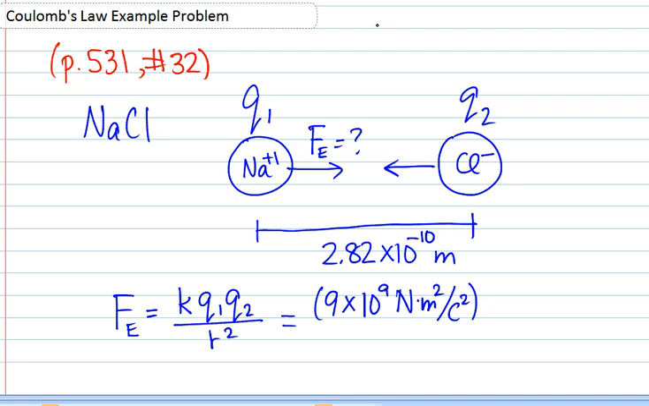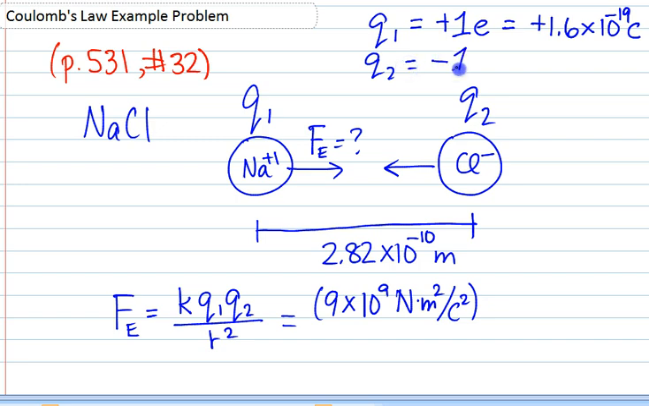So the charge of the ion, Q1, is actually +1e, where e is that elementary charge we talked about. So it's actually plus 1.6 times 10 to the -19th coulombs. Q2 is -1e, so it's just -1.6 times 10 to the -19th coulombs.